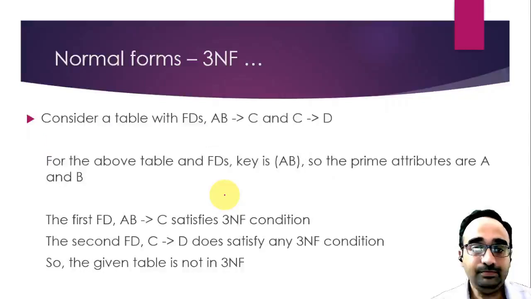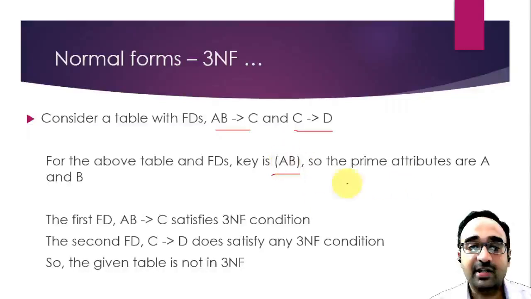Okay, right. Now let's consider this example. Consider a table which has these 2 FDs. If you come up with a candidate key, AB will be the candidate key. You follow the process which I have shown you earlier. If this is the candidate key, the prime attributes are A and B. Now you take this first FD and you can see that the left hand side is a super key, so it is satisfying 3NF.